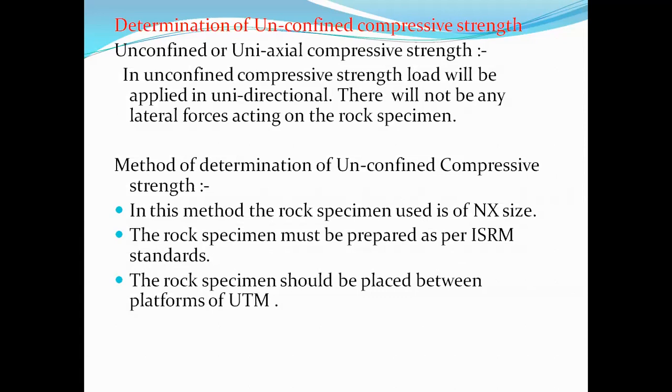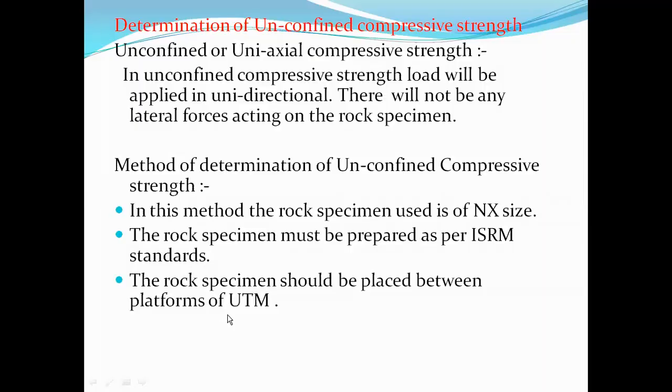Next, the rock specimen should be placed between the platforms of the UTM. So these are the mandatory prerequisites to carry out the unconfined compressive strength test. Let me repeat. In this method, the rock specimen used is of NX size, it must be prepared as per ISRM standards, International Society for Rock Mechanics standards, and it should be placed between the platforms of the UTM, Universal Testing Machine.